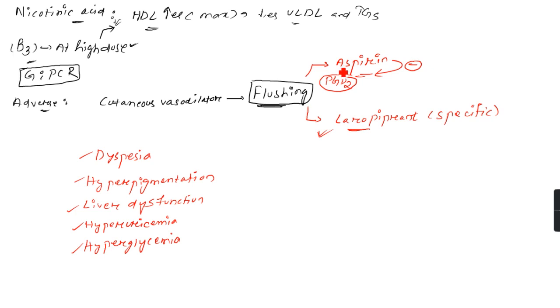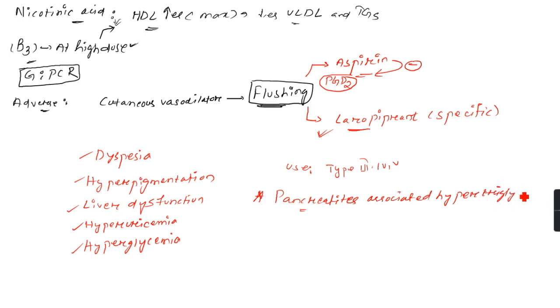Okay, so coming to its uses. Used in type 3, 4, 5 hyperlipidemia. It is also used to reduce the plasma triglyceride level. It is an important drug in controlling pancreatitis. Initially I told you hyperlipidemia basically has two types of complications, atherosclerosis and pancreatitis. So pancreatitis is associated with hypertriglyceridemia. You have to remember this is the important class of drug used in this particular condition.